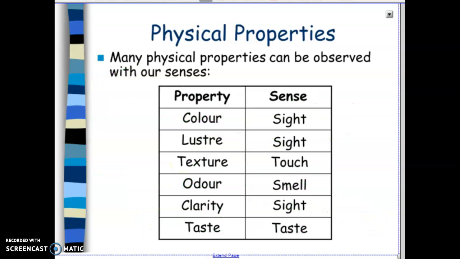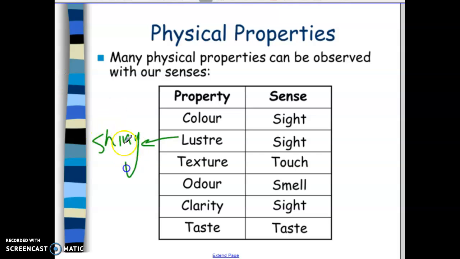I've already mentioned a bunch of these, but some physical properties that we can observe with our senses are color and luster. Luster is a term used to describe if something is shiny or not. Whenever possible, when you're using physical properties, you want to use scientific terminology. So we usually don't say something is shiny. We say that it has luster. If it's dull, it has no luster.